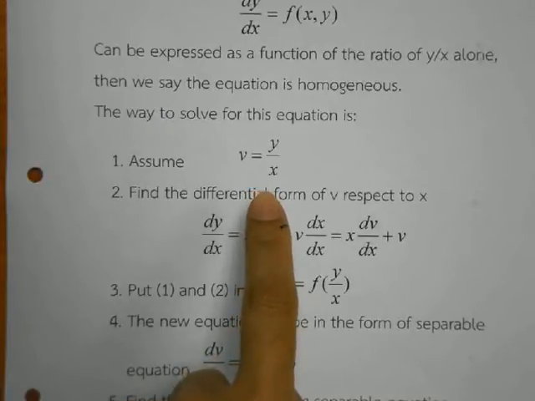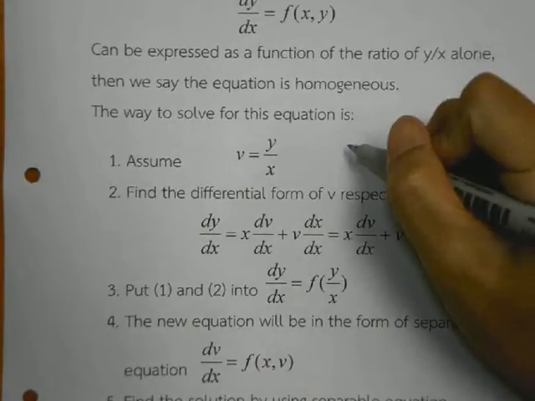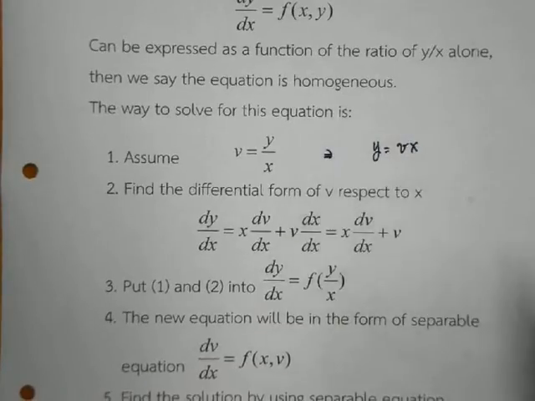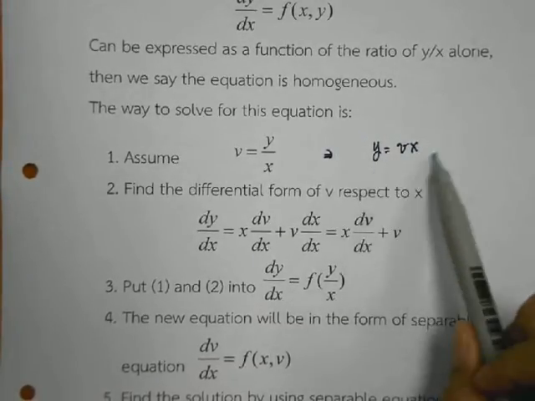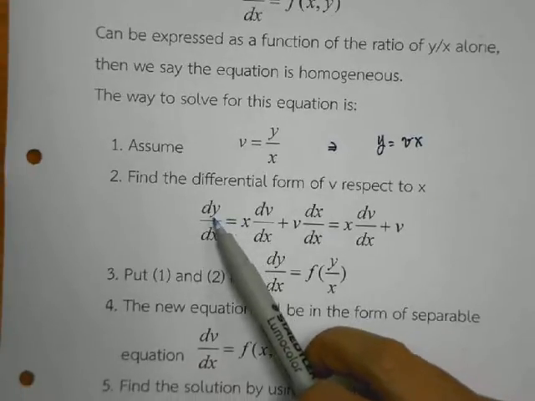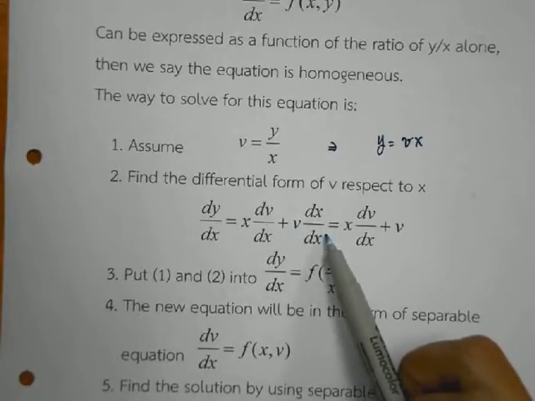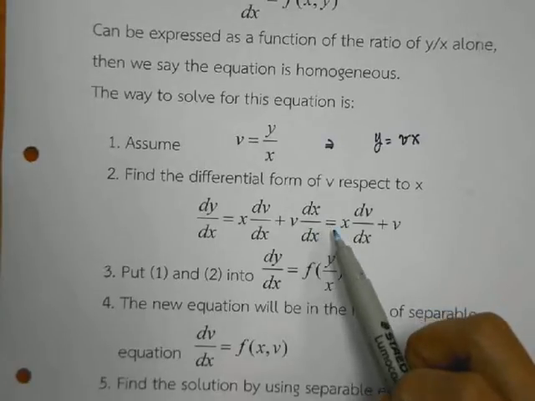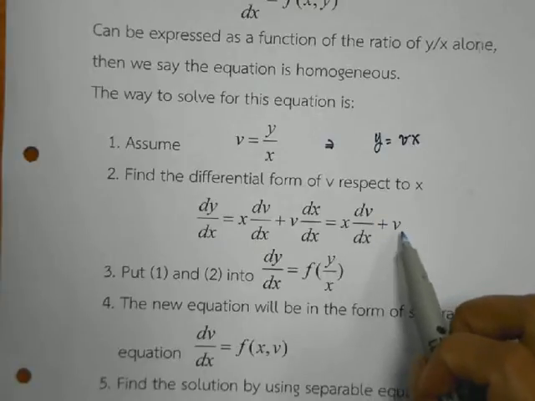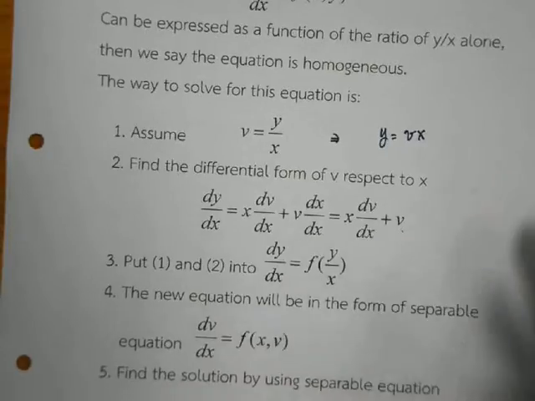From whatever we assume like this, we would get y equal to vx. And then we do differential of this equation with respect to x. So we would get dy by dx equal to x dv by dx plus v dx by dx. dx by dx is equal to 1. Then we would get dy by dx is equal to x dv by dx plus v. And then we put these two definitions into our differential equation.